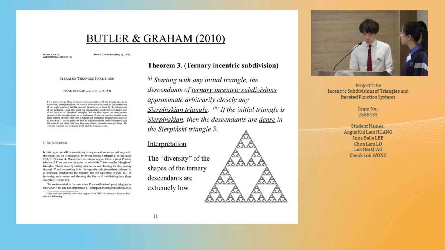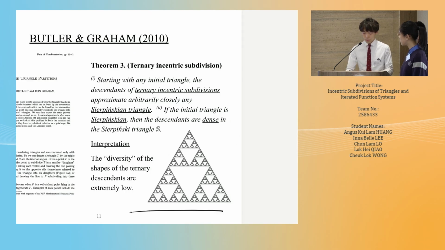They also observed, without proof, that the ternary descendants approximate arbitrarily closely any Sierpinskian triangle, meaning that their diversity is extremely low. Why say so? It is because Sierpinskian triangle here means a triangle represented by a point in the Sierpinski triangle S in P, which is only measure 0.